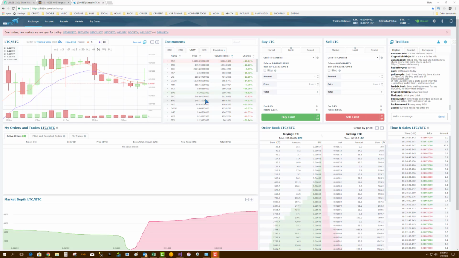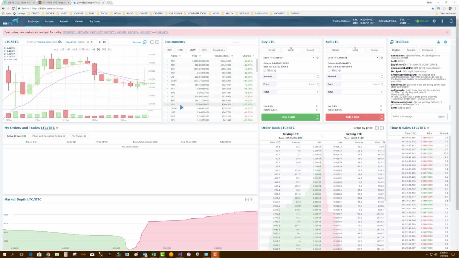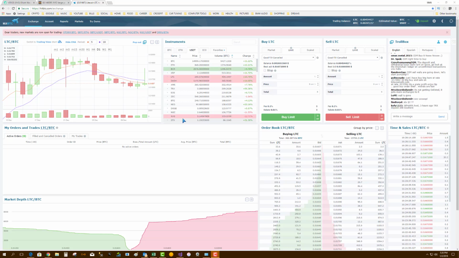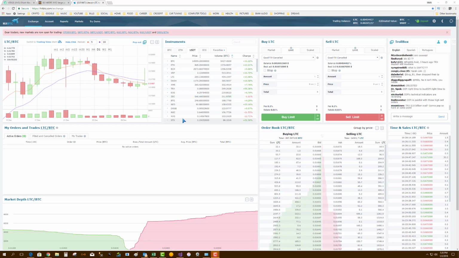CryptoSlo here with some more crypto gains. Tonight we are talking about cost averaging, and how do you calculate the cost per unit of a coin when you already own some and you buy some more. This is called cost averaging. That's where you have to find the average of the old stuff combined with the new stuff.